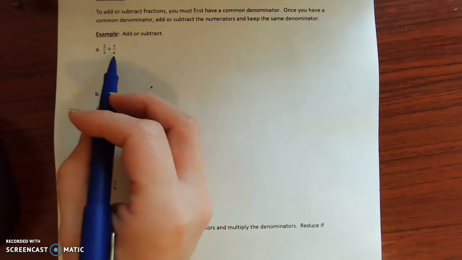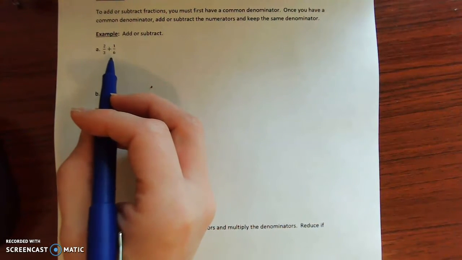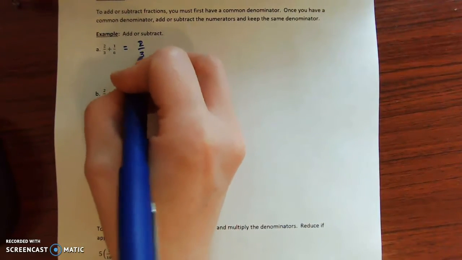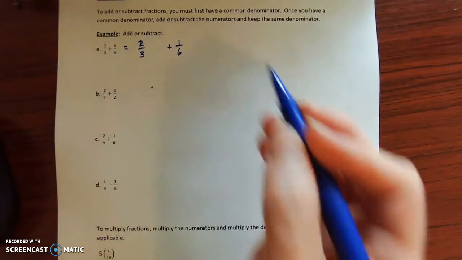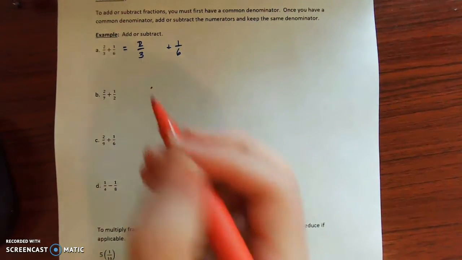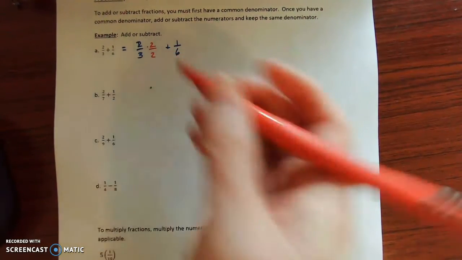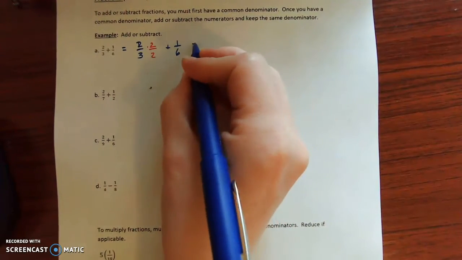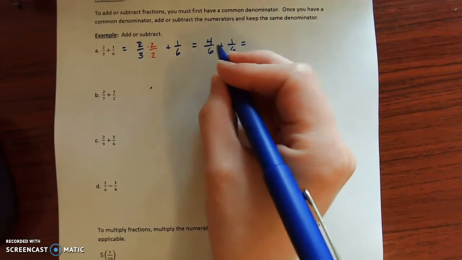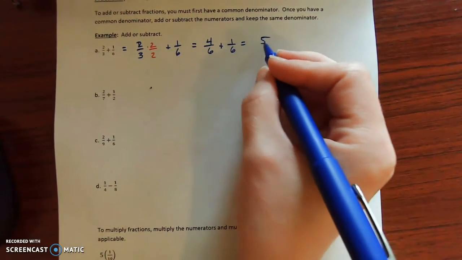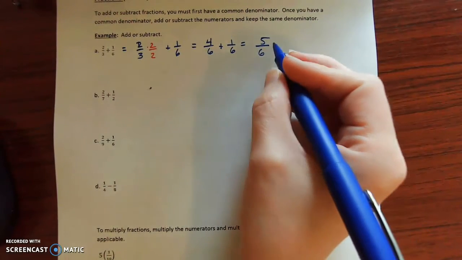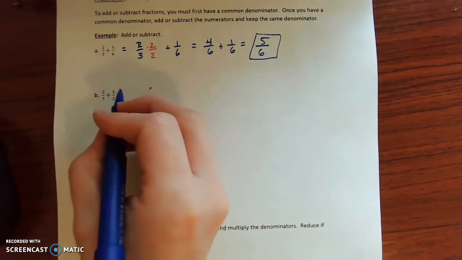The LCD of 3 and 6 is 6. So you want to manipulate these fractions so that they both have a denominator of 6. The 2/3 you need to multiply by 2 over 2, giving us 4/6, plus the 1/6 is already all set. 4 plus 1 is 5. Keep the common denominator, reduce if possible, but in this case 5/6 is all set.